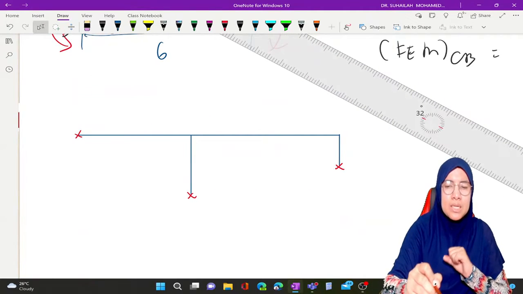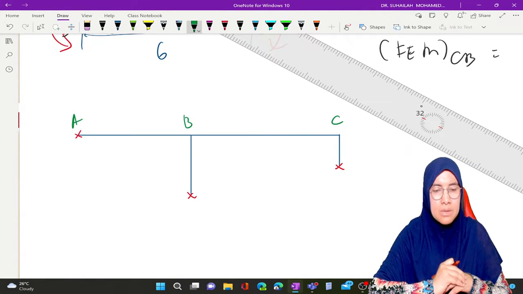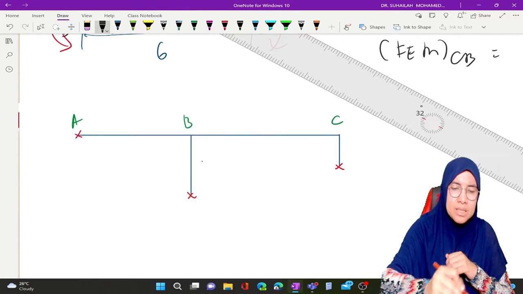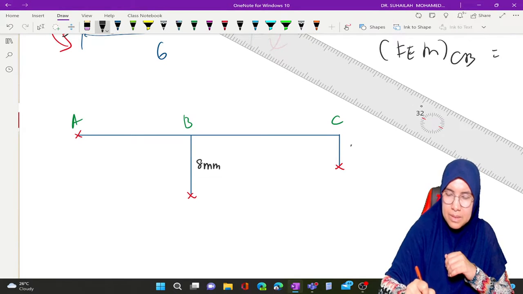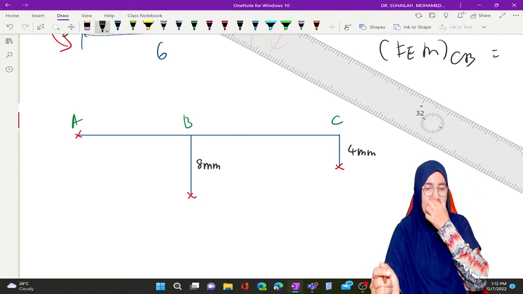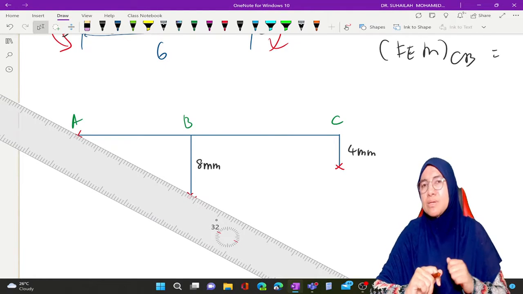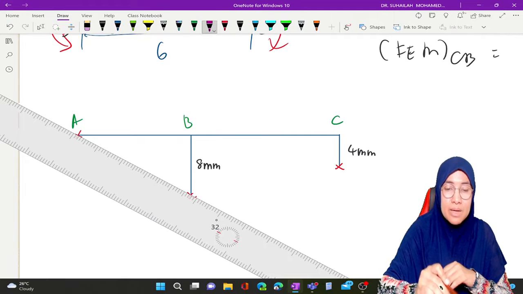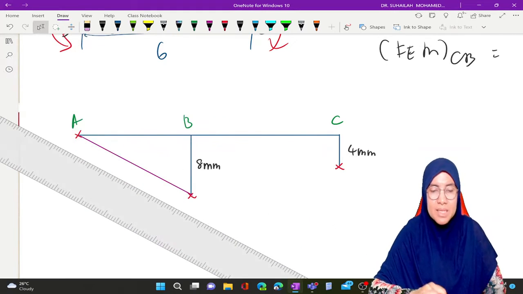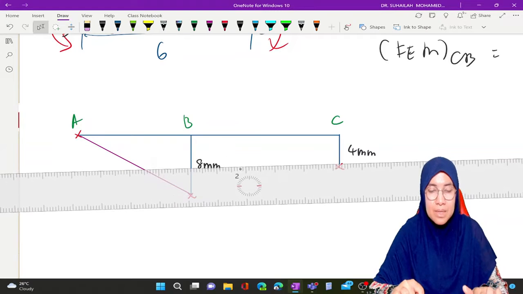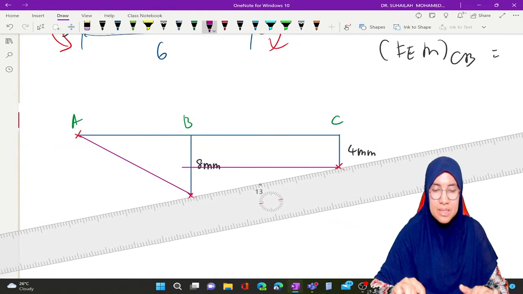So for AB, this one is A, B, and C. This one is 8 mm. This is 4 mm. So what do we get? Find the triangles. So we mark the triangles. For BC, where is the triangle? Because we have to mark the triangle. This is the triangle.